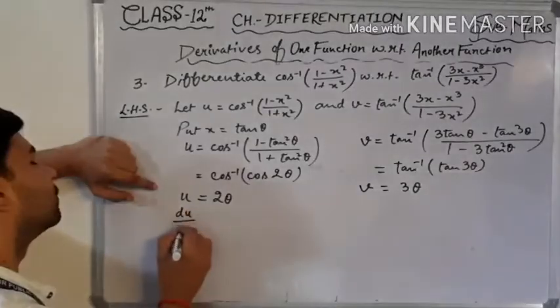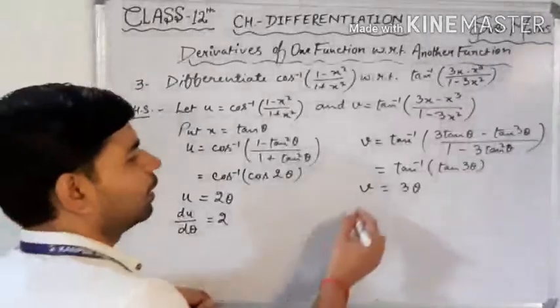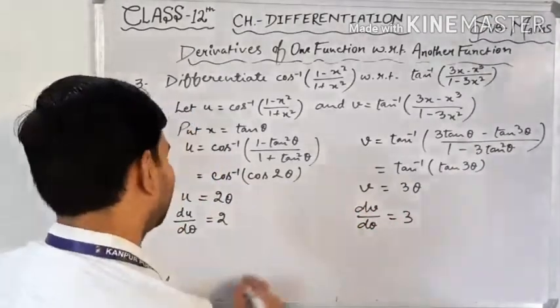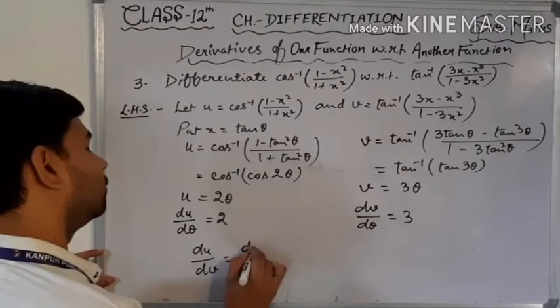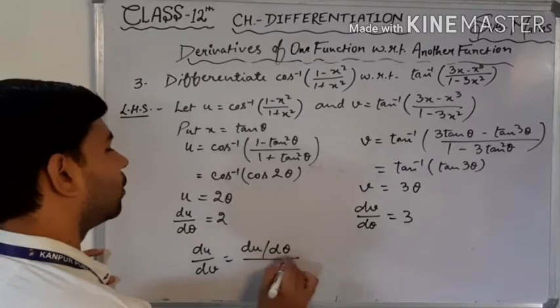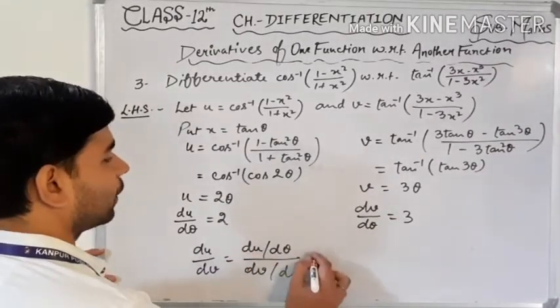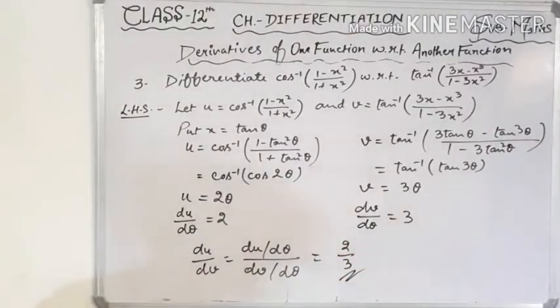Now differentiate u with respect to theta, we get du over d theta equal to 2, and dv over d theta equal 3. Now du over dv equals du over d theta upon dv over d theta, which equals 2 upon 3. This is your answer.